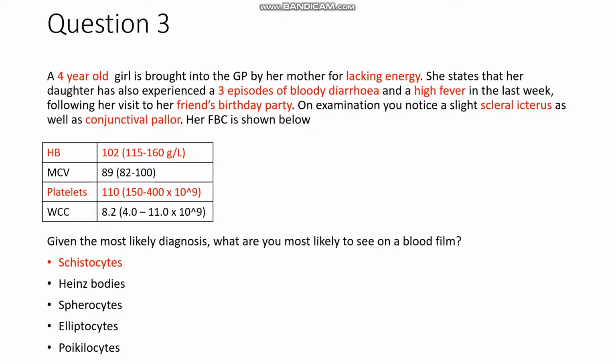Now, it's unlikely to be Heinz bodies, as these are often seen in G6PD deficiency. Video coming up on that quite soon. Spherocytes is another type of hemolytic anemia that's congenital, but it's not HUS. Elliptocytosis is another genetic condition, another hemolytic anemia, but it wouldn't present in HUS. And poikilocytes is something that we often see in iron deficiency anemia.